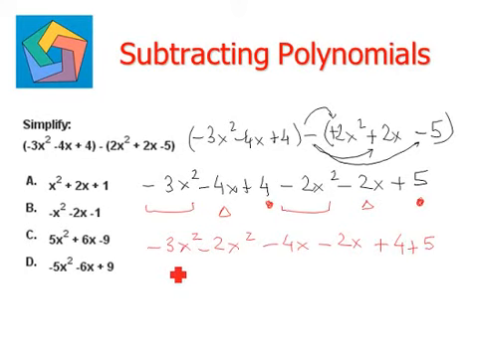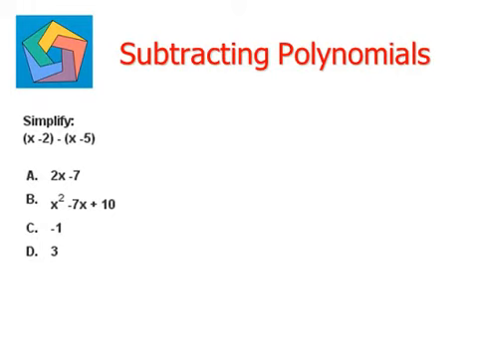Now let's solve. Negative 3x squared minus 2x squared: two negatives we add and retain the negative sign. Again two negatives we add and retain the negative sign. Then two positives, 5 plus 4 is 9. So this is our final answer, and this matches option D, negative 5x squared minus 6x plus 9. I hope subtracting polynomials is getting easier.